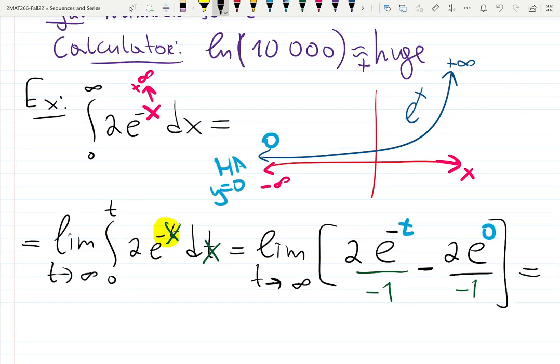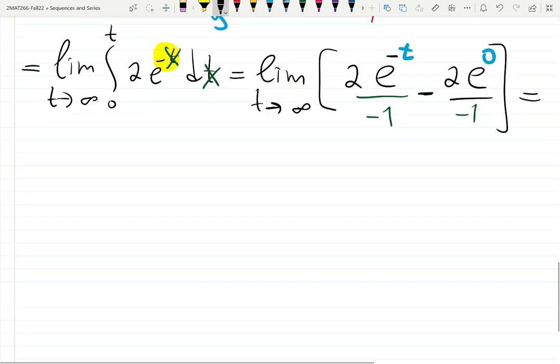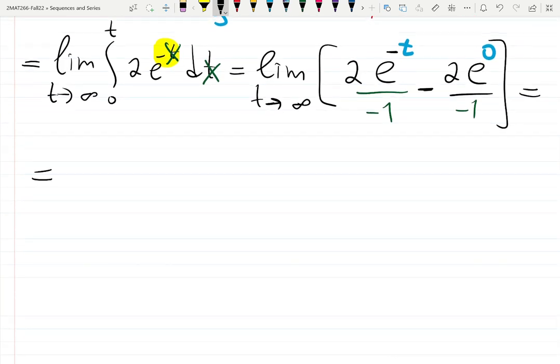E to the 0 is not 0, just reminding you. And now everything depends on the first term. This term over here shrinks to a finite number. E at infinity is infinity, but e at minus infinity is 0. So the whole thing is 0. That makes sense. Number sense can also help you.